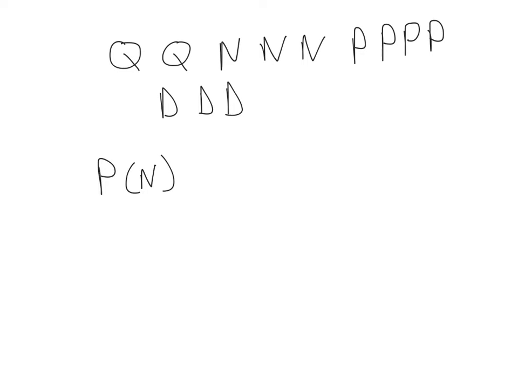Well, the first thing is we've got to decide, all right, how many possible outcomes can I have? Well, let's count. We have 1 quarter, 2, 3, 4, 5, 6, 7, 8, 9, 10, 11, and 12. We have 12 possible outcomes.